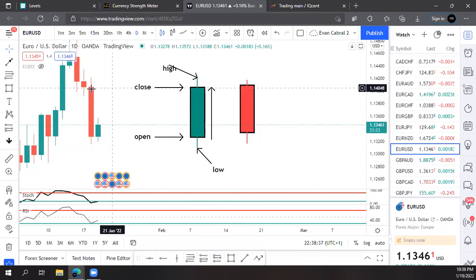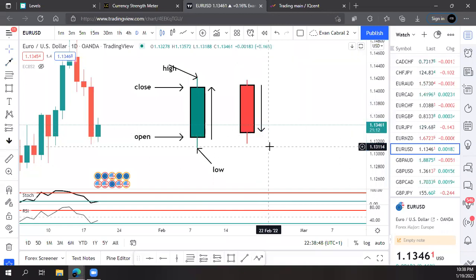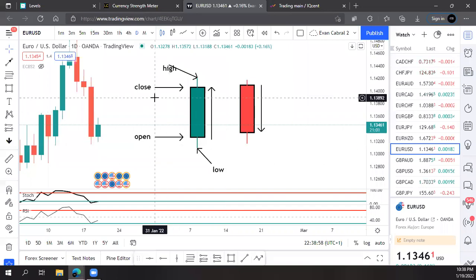Now, guess what? For a sell candle, what's the market direction? It starts from the top, and it's selling all the way down. That's for a sell candle. So now, where do you think the open is going to be? For the sell candle, where do you think we're going to have our open?